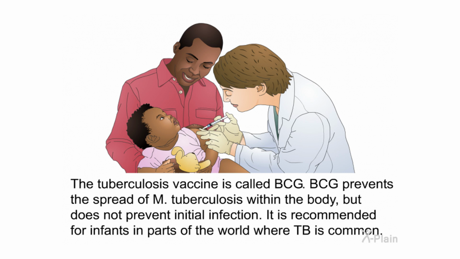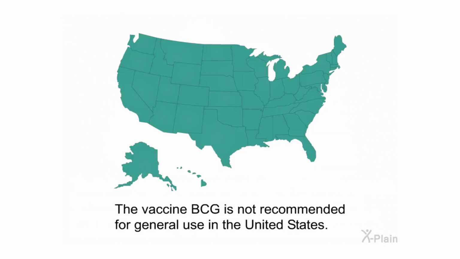Vaccines. The tuberculosis vaccine is called BCG. BCG prevents the spread of M. tuberculosis within the body but does not prevent initial infection. It is recommended for infants in parts of the world where TB is common. The vaccine BCG is not recommended for general use in the United States.